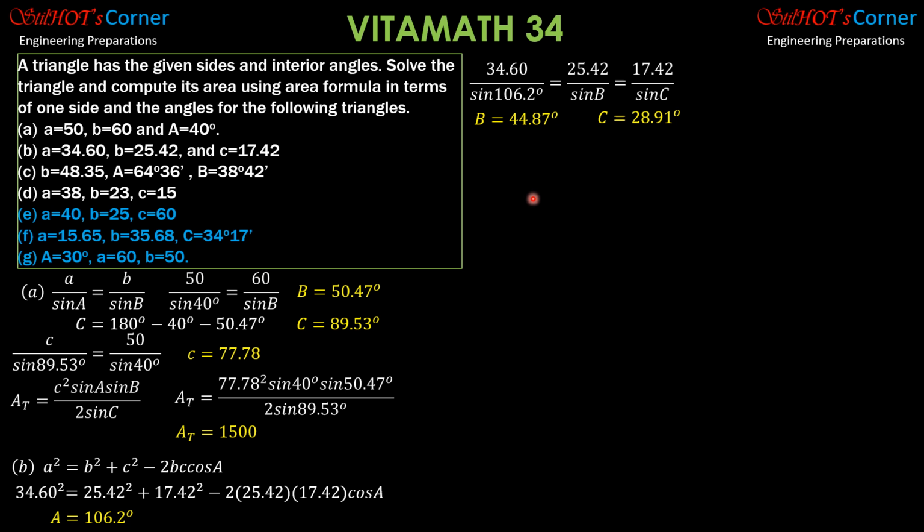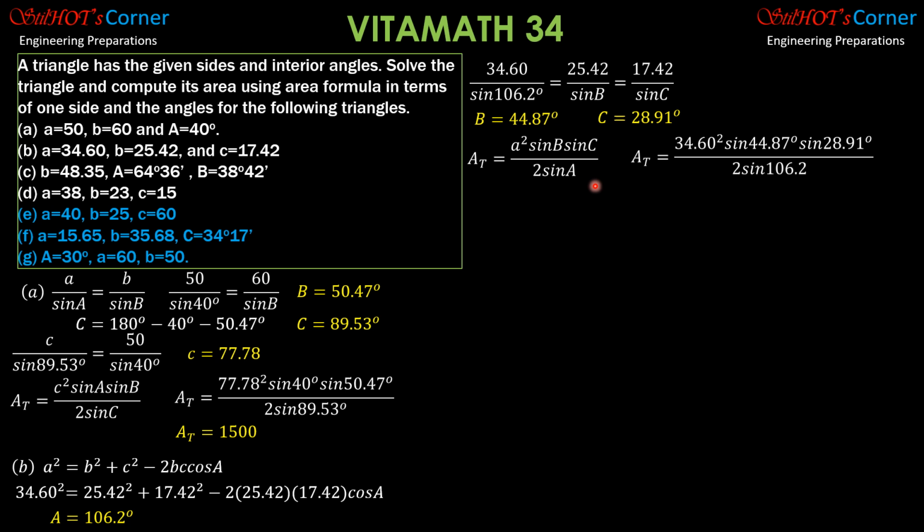Then area of triangle, let's express it in terms of side A. So it is equal to a square sine angle B sine angle C all over 2 sine angle A. So area of triangle is a square sine angle B sine angle C over 2 sine angle A. So 34.6 square sine of 44.87 degrees sine of 28.91 degrees all over 2 sine of 106.2 degrees.